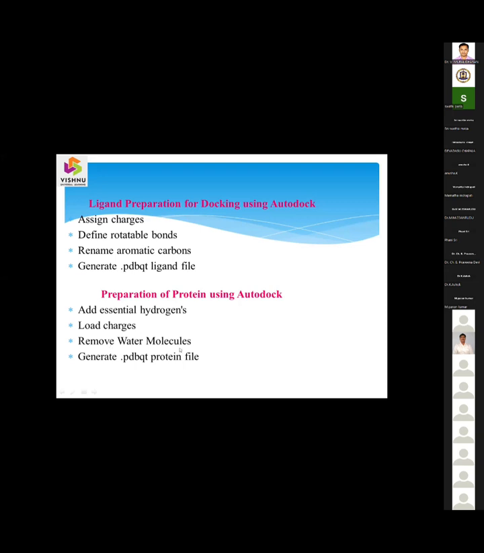And we have to remove the water molecules, because we all know the water molecule is polar. When water molecules are present, they may interfere with the binding affinities. Next, after removal of the water molecules, in the protein 3D structure we also have to repair any missing residues. By using AutoDock software, we can repair the missing amino acids also. After doing all these steps, we generate the PDBQT protein file format. So here the ligand PDBQT format is generated and the protein PDBQT file is also generated.